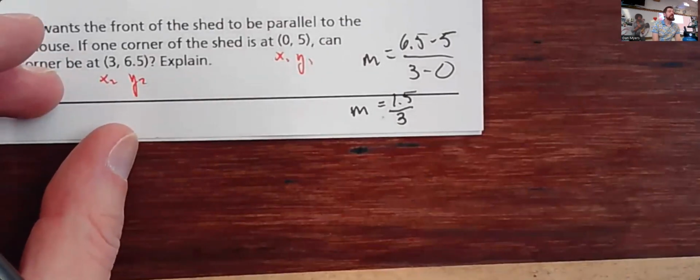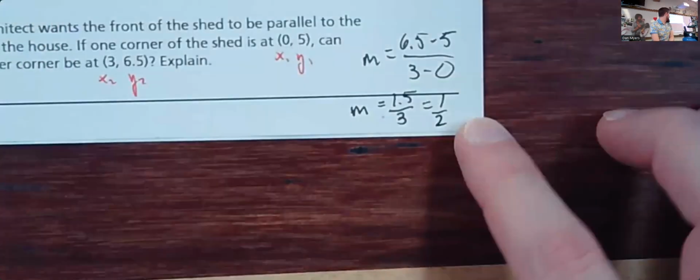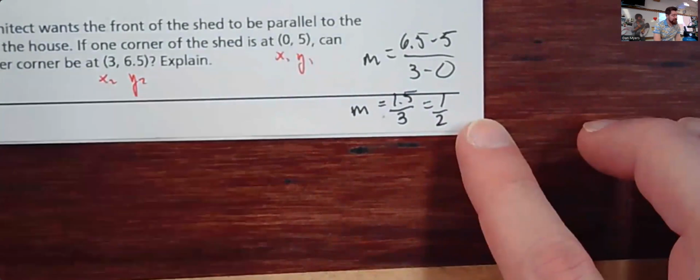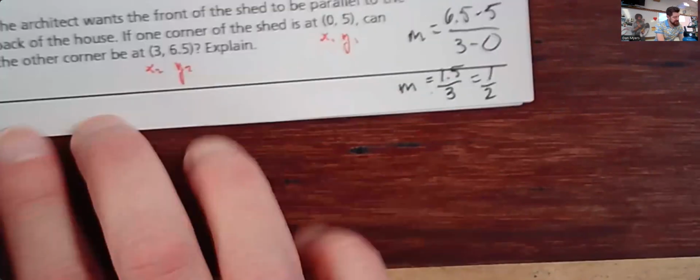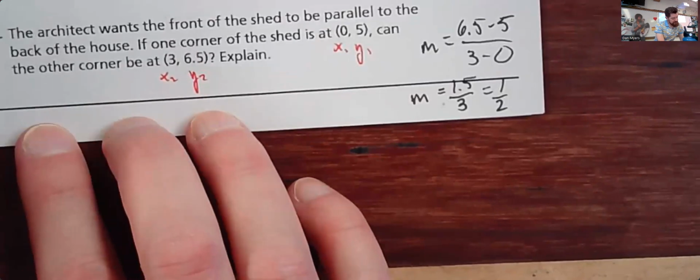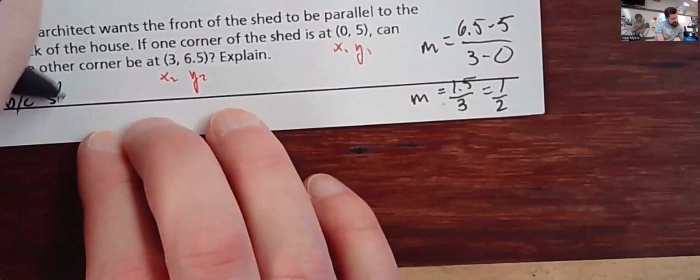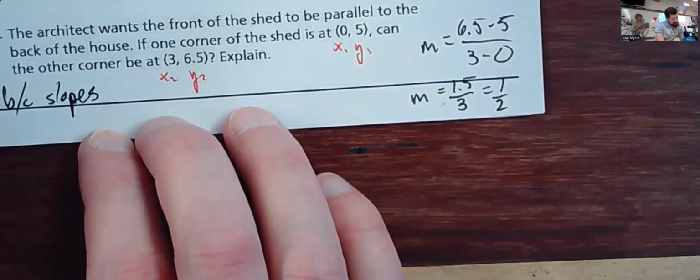0.5? Yeah, should be 0.5, right? Yeah, which is 1/2, right? 0.5 is the same as 1/2. So the slope is 1/2. So is it going to be parallel? No. So we're going to say not parallel because slopes are different.